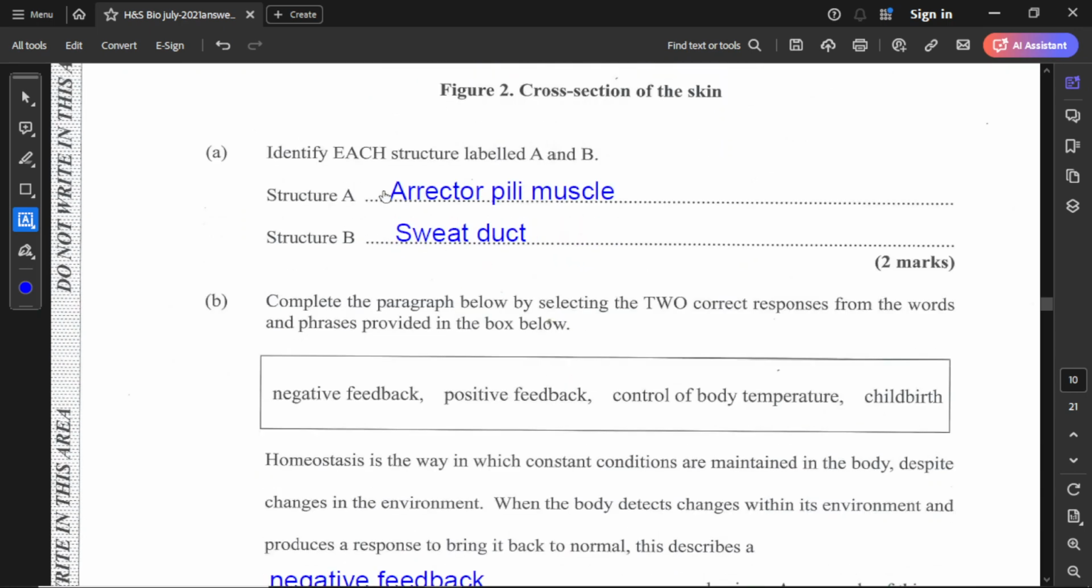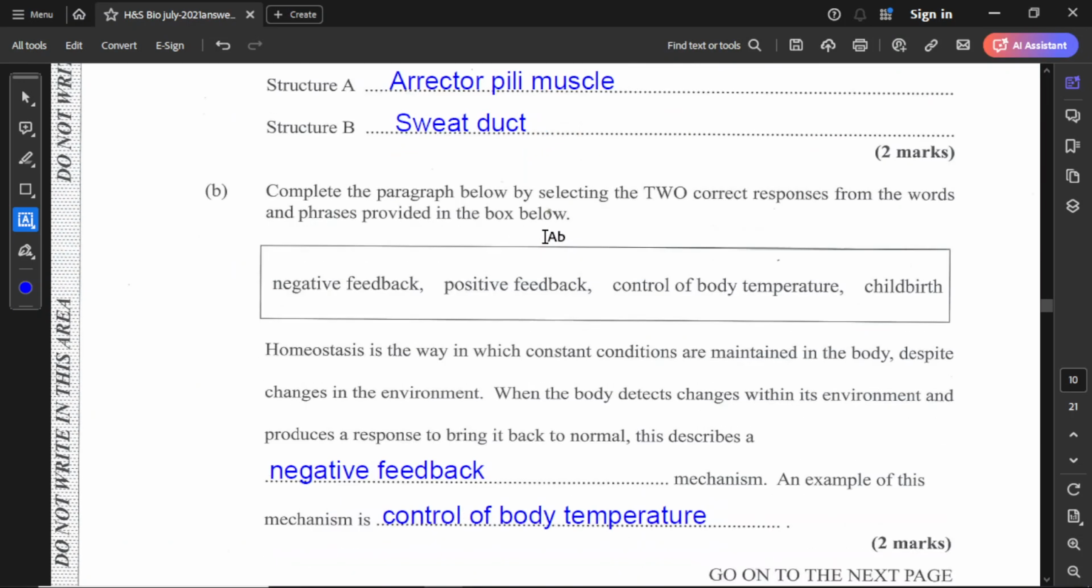For part A, it said identify each structure labeled A and B, and we have that as the erector pili muscle, or simply erector muscle, and B will be the sweat duct. All right, for part B, we are to complete the paragraph below by selecting the 2 correct responses from the words and phrases provided in the box below.